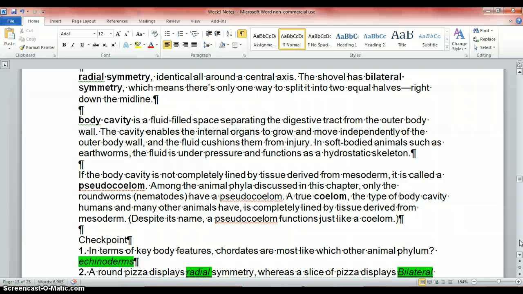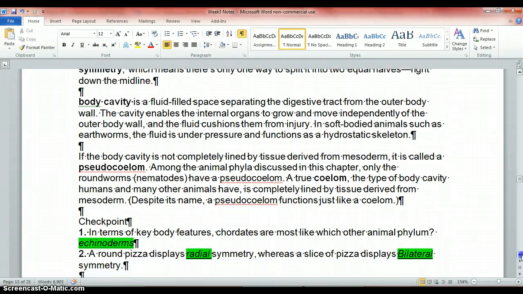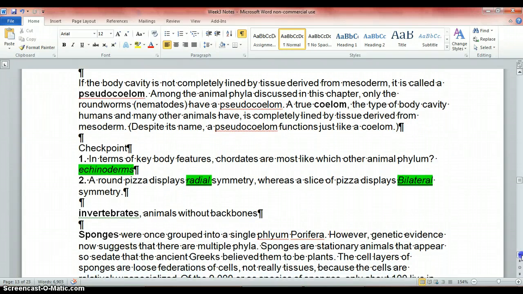If the body cavity is not completely lined by tissue derived from the mesoderm, it is called a pseudocoelom. Among the animal phyla discussed in this chapter, which is like everything, only roundworms, nematodes, have a pseudocoelom. A true coelom is a type of body cavity in humans and many other animals and is completely lined by tissue derived from the mesoderm. Despite its name, a pseudocoelom functions just like a coelom. It's just called pseudocoelom because it's not quite the same. Right? And remember, pseudo means fake. Think of your word sections.